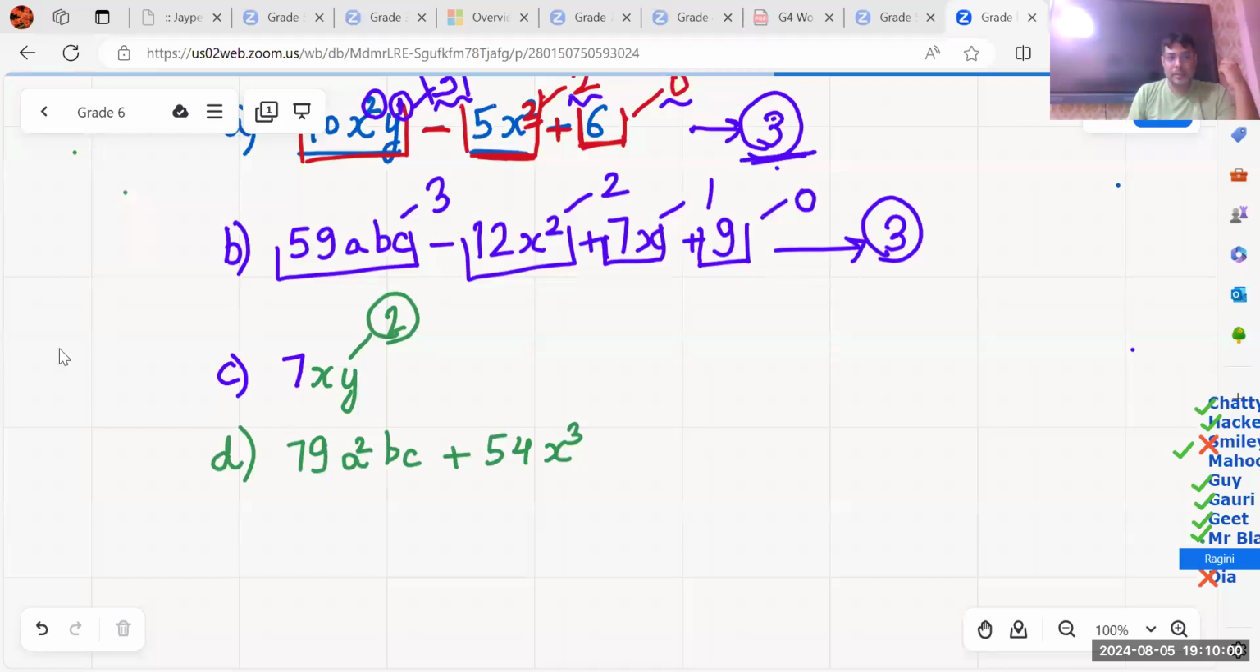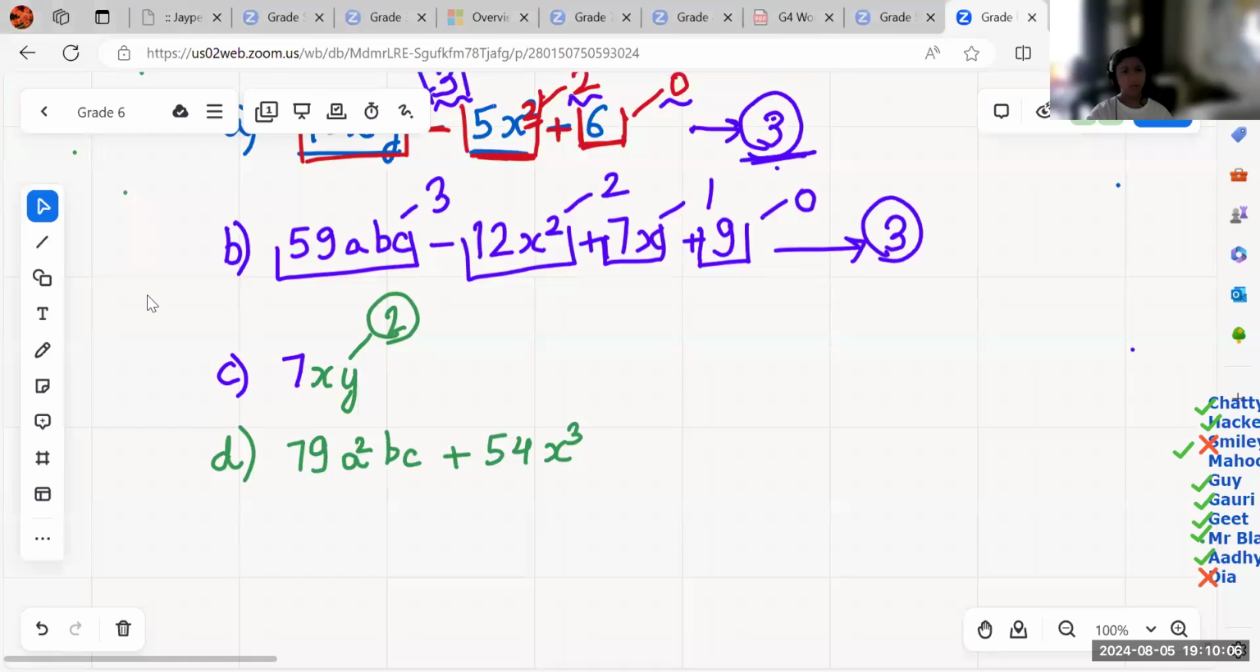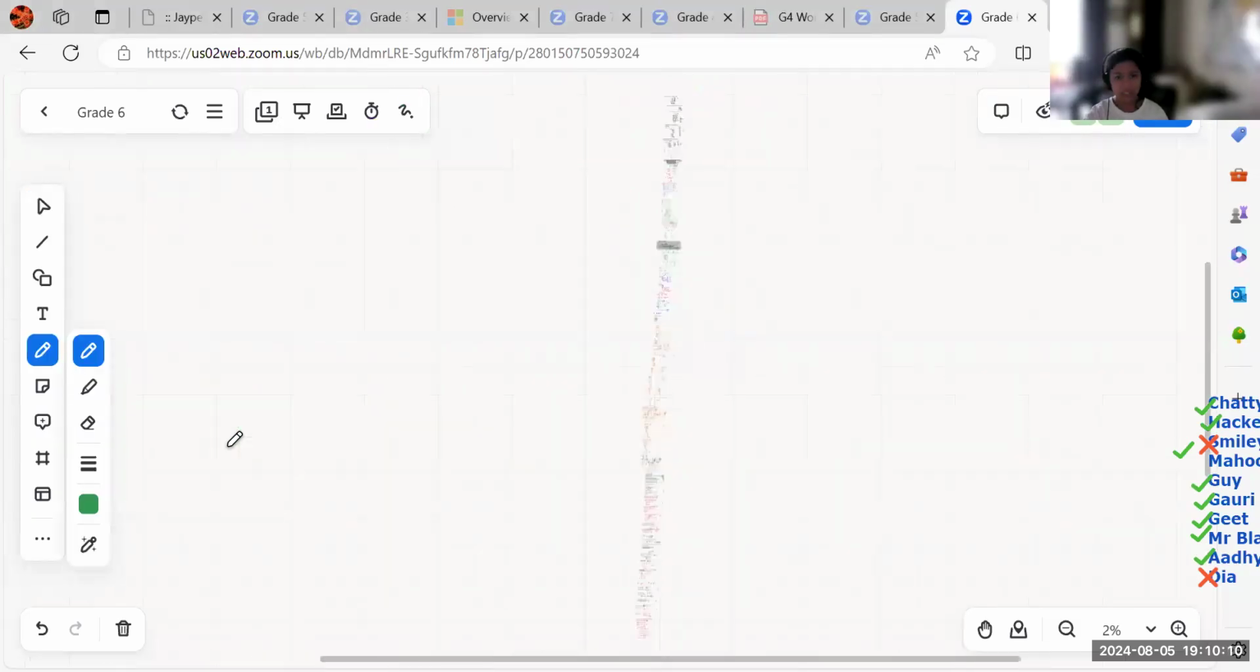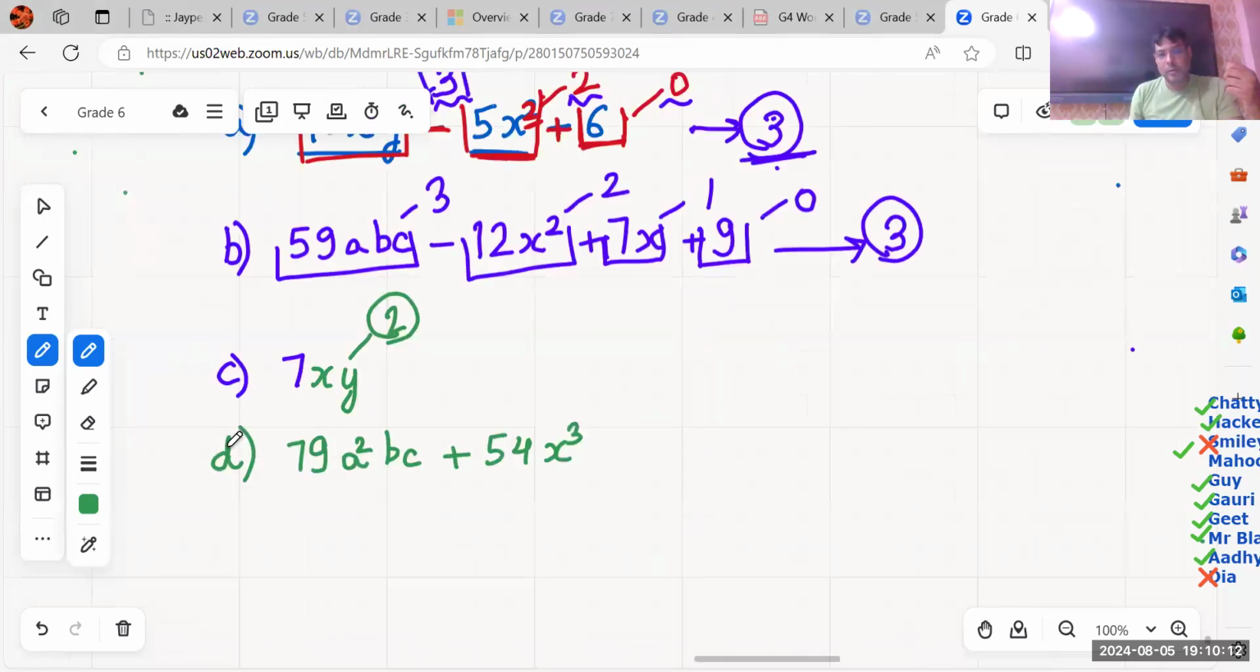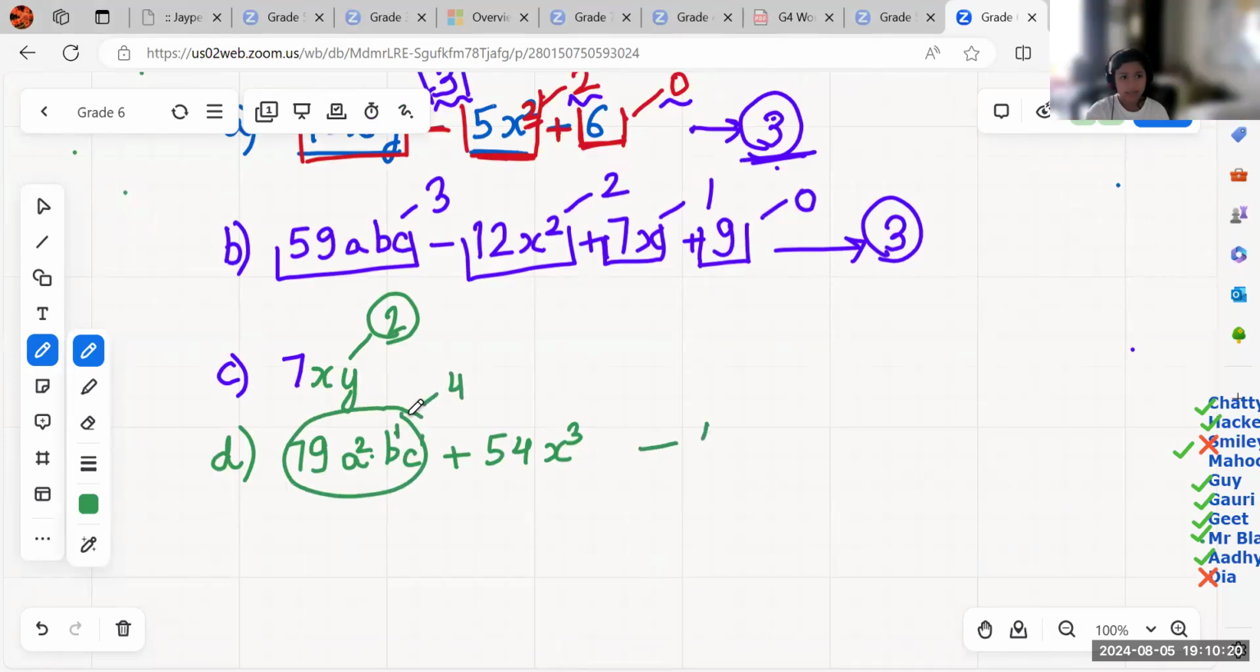Yes, guys. Diya, what should be my degree? For C part, 2, and for D part, 4 should be the highest degree. So 4 should be the answer, no? Yes, it is 2 plus 1 plus 1, so it is 4. So that's what I sent. The answer is 4.